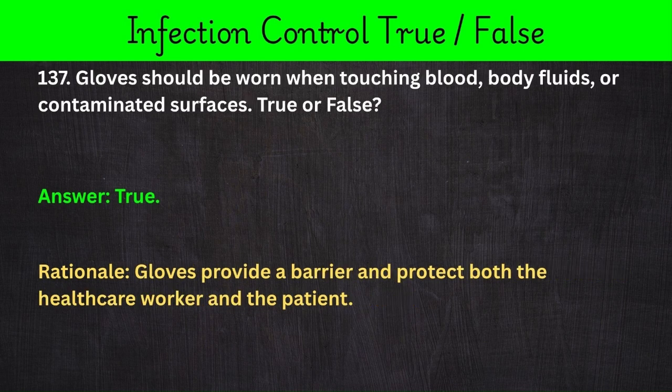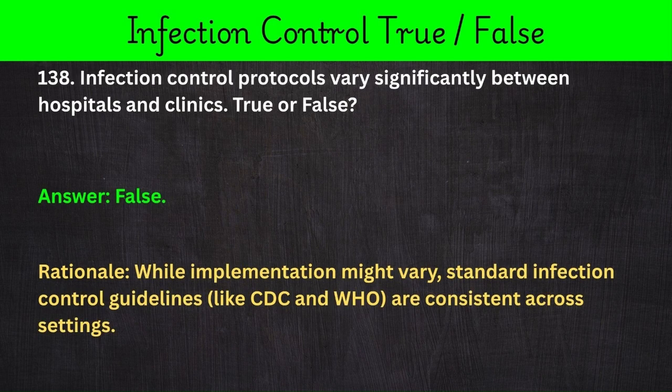137. Gloves should be worn when touching blood, body fluids, or contaminated surfaces. True or false? Answer: true. Rationale: gloves provide a barrier and protect both the healthcare worker and the patient. 138. Infection control protocols vary significantly between hospitals and clinics. True or false? Answer: false. Rationale: while implementation might vary, standard infection control guidelines like CDC and WHO are consistent across settings.